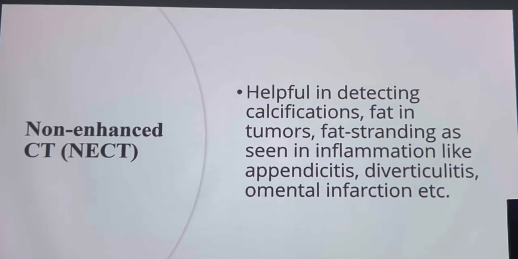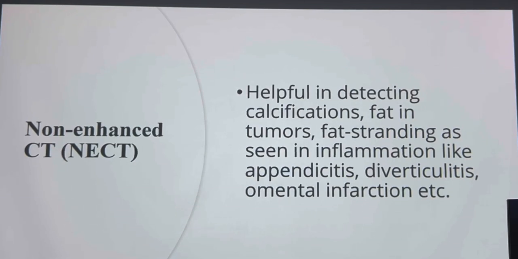The non-enhanced CT scan phase, with no contrast given yet, is helpful in detecting calcification, fat in tumors, or fat even outside the tumors as a localized mass, and fat stranding as seen in inflammation, which is the earliest sign of inflammation around organs, like acute appendicitis, diverticulitis, pancreatitis, or omental infarction. Most of these acute inflammations start with changes in the surrounding fat of the organ. If we give contrast, we'll miss it. Without contrast, we can compare normal area with abnormal area and detect it.